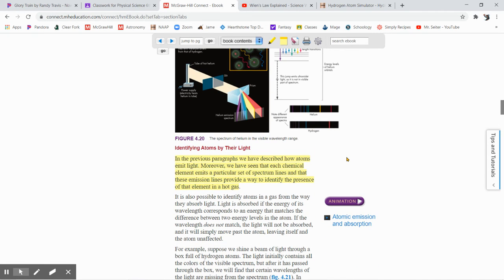All atoms have a different light signature. So in the previous paragraphs, we have described how atoms emit light. Moreover, we have seen that each chemical element emits a particular set of spectral lines, and that these emission lines provide a way to identify the presence of that element in a hot gas.